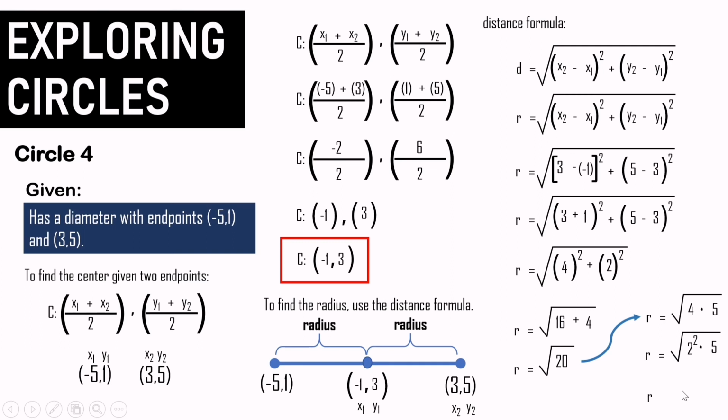So r is equal to, pagawas nato ang 2, kay square root of 2 squared is 2. So 2 square root of, mabilin ang 5, so square root of 5. So our radius is 2 square root of 5. Wala pa tanahuman.